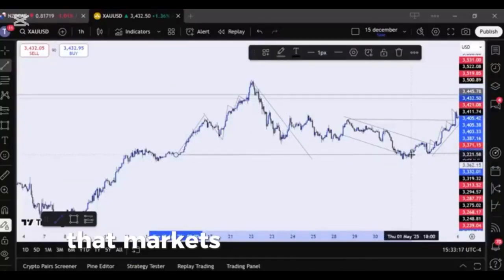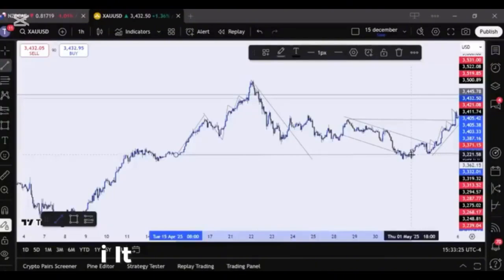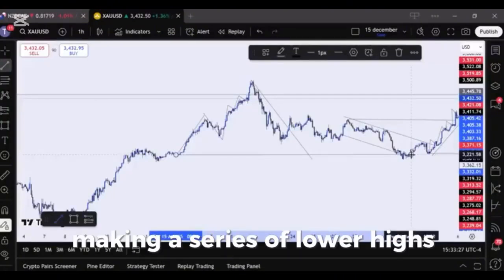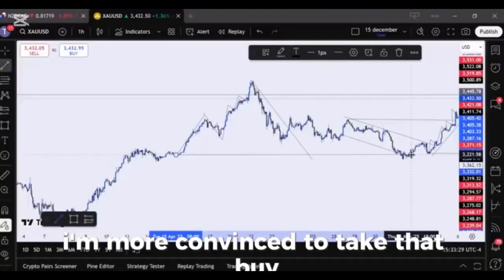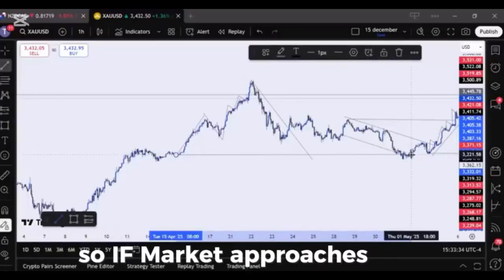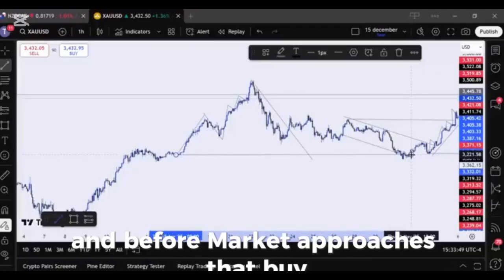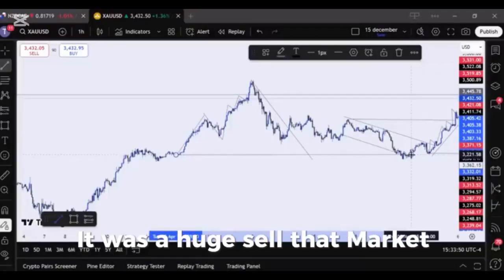So the pattern that market uses to approach a point of interest is very crucial, and it will tell you. So if you're looking for a buy, for example, before market approached your buy POI, it was on a downtrend, making a series of lower highs and lower lows. I'm more convinced to take that buy because I know that it's liquidity on the upside that market needs to go and clear. So if market approaches my POI in a trend-like manner, I'm more likely going to be convinced to take that trade because there's liquidity on the upside, than when market approaches it impulsively. Like I have a buy point of interest, and before market approached that buy point of interest, it was a huge sell that market used to sell to that zone.